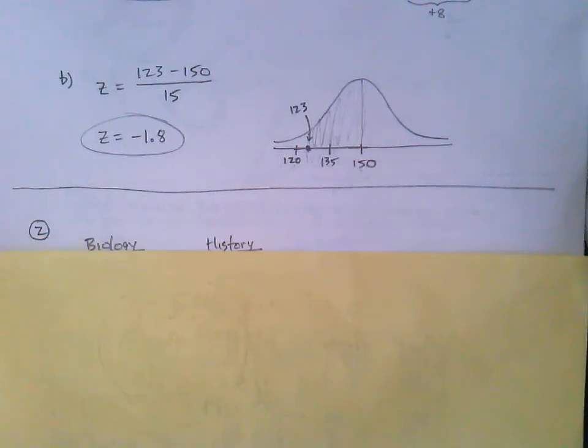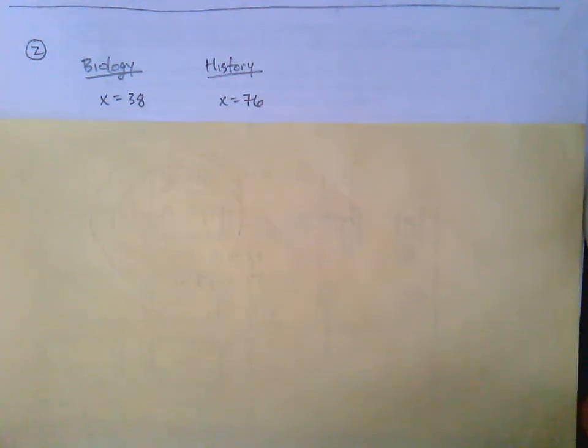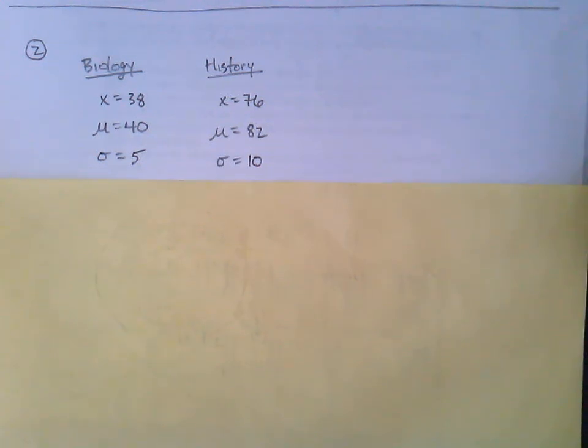So here's what we'll do. We'll say, all right, biology versus history. The x value is that student's score. So in biology, he scored 38. In history, it was a 76. That's like the data value. His score is the data value. We also know the averages on the two tests for the class. For biology, mu was 40. For the history, mu was 82. So we scored a little bit less on both. But which one was better relative to his classmates? Well, for that, we need the standard deviations.